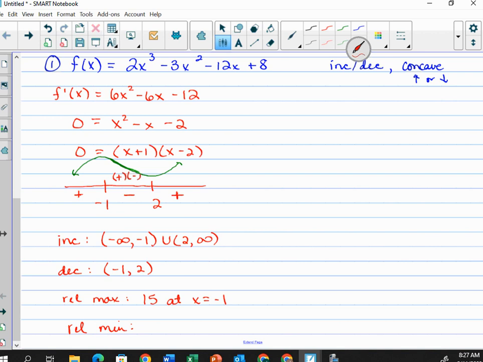So we're talking about all of these characteristics, the increasing, decreasing, maximum, minimum, concave up, concave down, all of that is of the original function, okay? So what is the relative minimum?